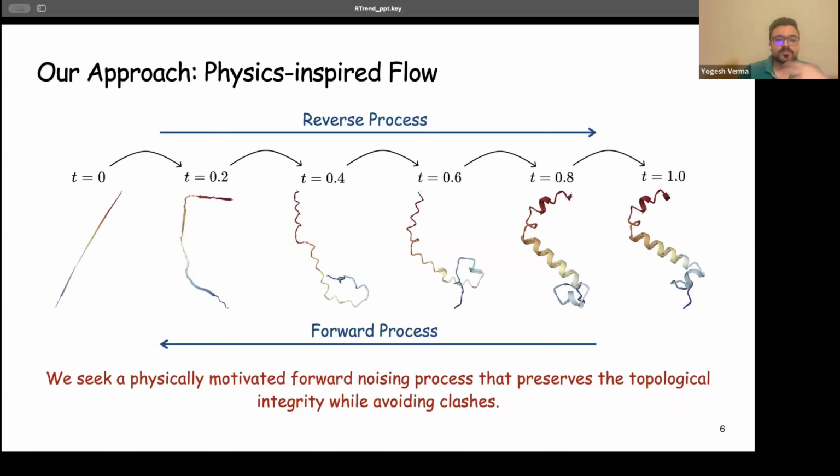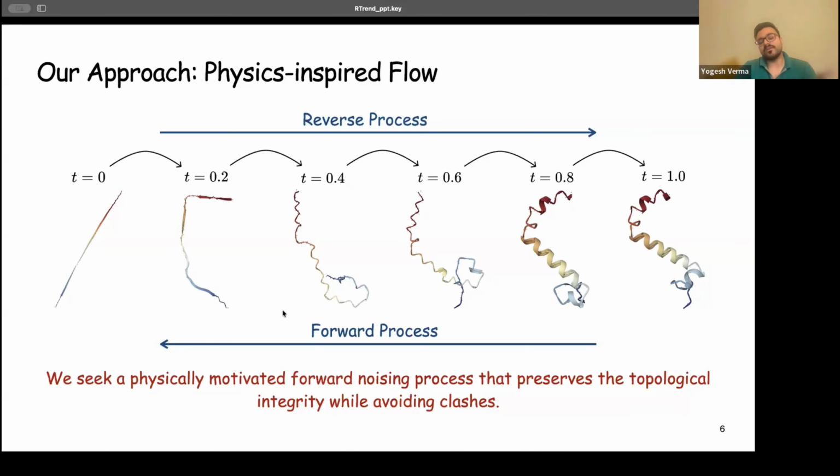So we try to formulate a process that also preserves this topological integrity rather than breaking things apart, and also avoids clashes, so that residues at the end don't go clashing into the residues at the bottom, but we get a linear chain of amino acids in a good way, which can also be represented in this diagram. If you move from right to left, you can see a forward process which subsequently removes the structural information and unfolds the protein into a linear chain.